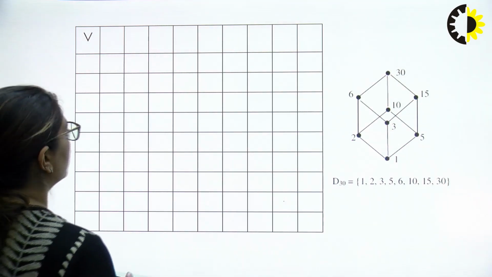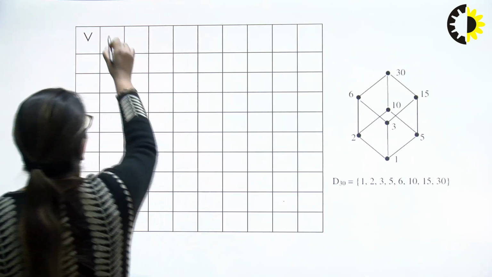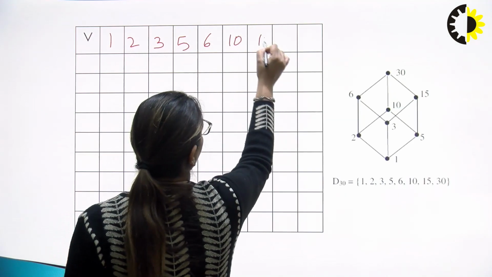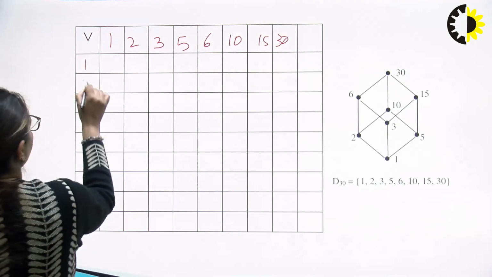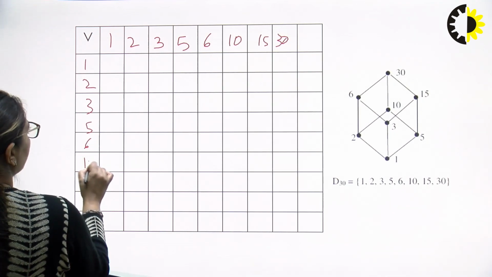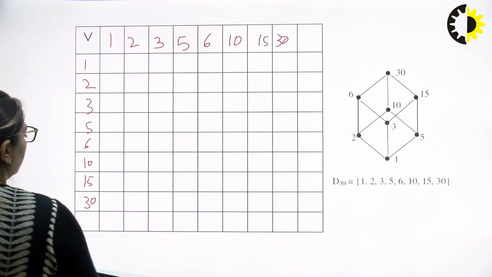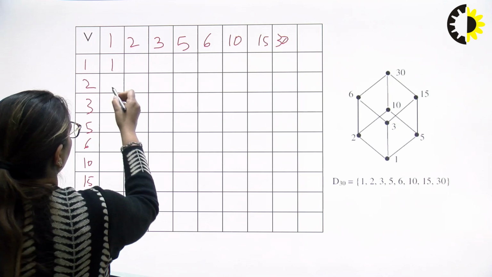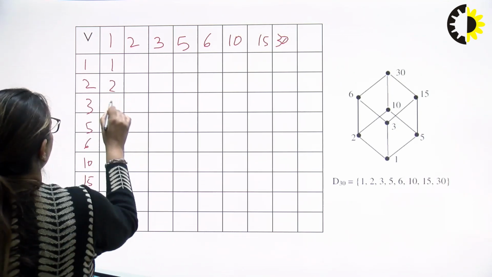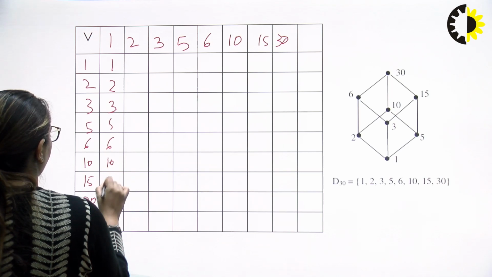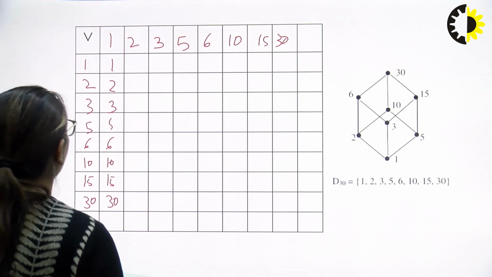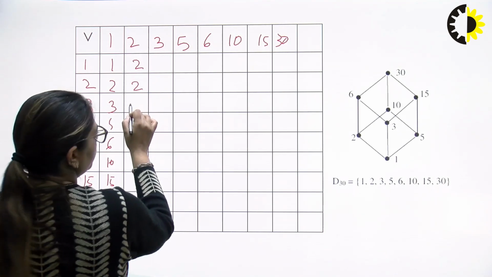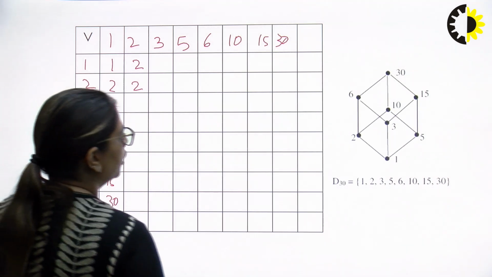Similarly, we can find out the join. For the join, we have to see the upper part. 1, 2, 3, 5, 6, 10, 15 and 30. Right? Now, upper side, 1 and 1, 1 and 2, 2, 3, 5, 6, 10, 15 and 30. Right? 1 and 2, 2, 2 and 2, 2, 2 and 3, upper side.